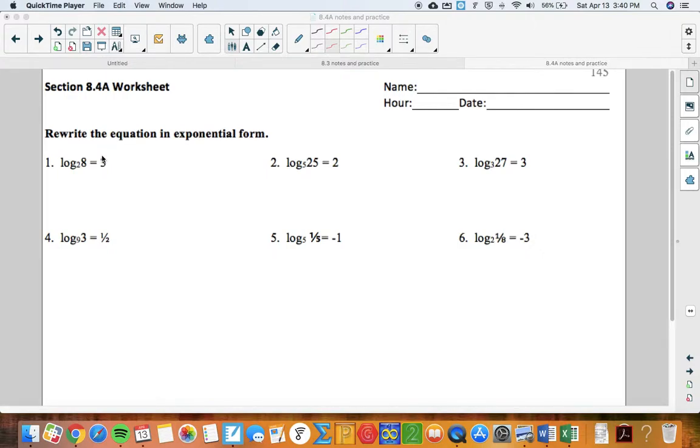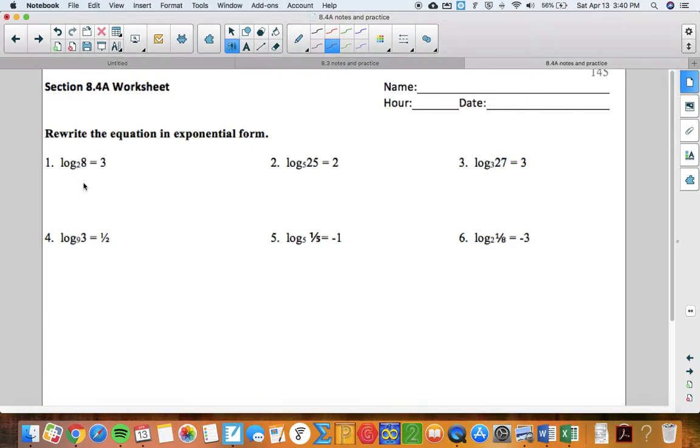Section 8.4a, working with logs. All right, let's do this. So we're going to rewrite the equation in exponential form. So remember, the base here is your base. And then the value that this equals is your power, or exponent. And then what's sitting right after the base is what that's supposed to equal.